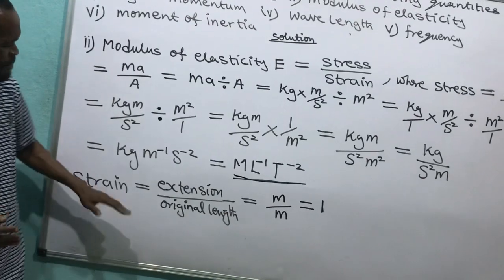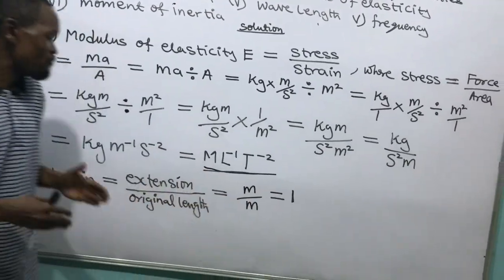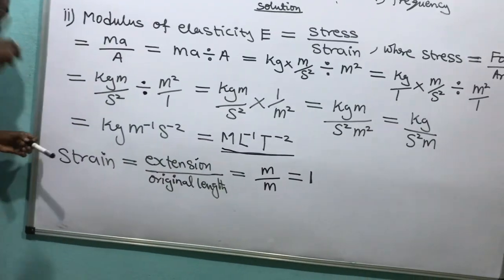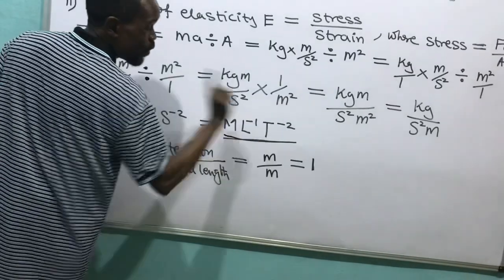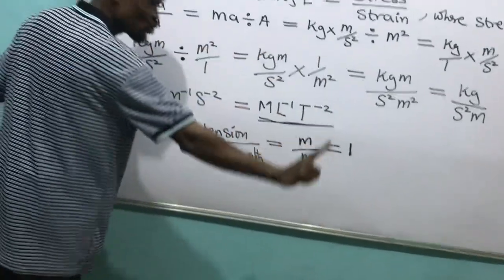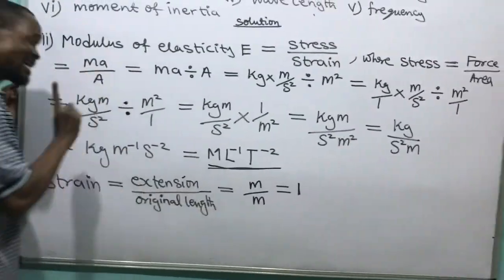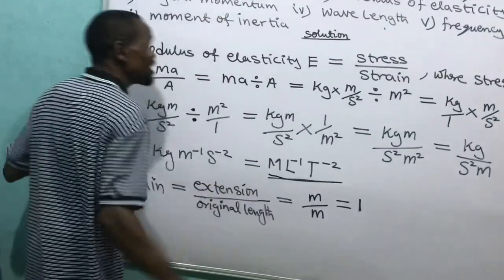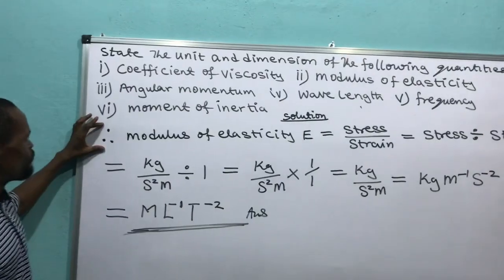Whenever you find the dimension of a quantity and you find it to be 1, it means it is dimensionless. So note it now: a dimensionless quantity, its dimension is always 1. Any quantity that has a dimension of 1 means that it's a dimensionless quantity. Can we substitute into our main equation?